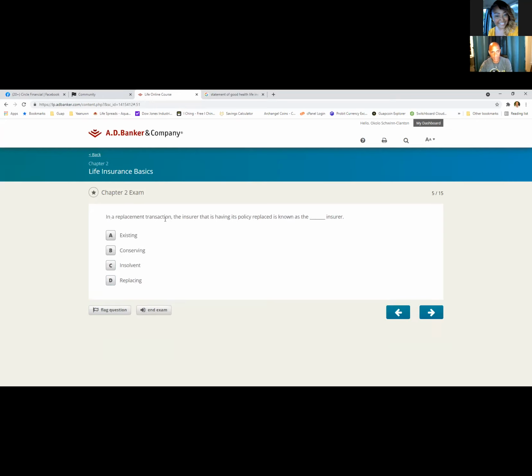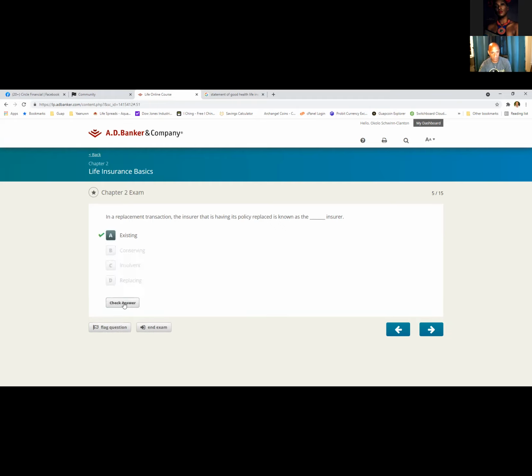In a replacement transaction, the insurer that is having its policy replaced is known as the blank insurer. The existing insurer, the conserving insurer, the insolvent insurer, or the replacing insurer. Existing. I'm not 100% sure that's right. Any other guessing? Oh, the replacing insurer. No, that doesn't make sense. Maybe. Existing only makes sense.